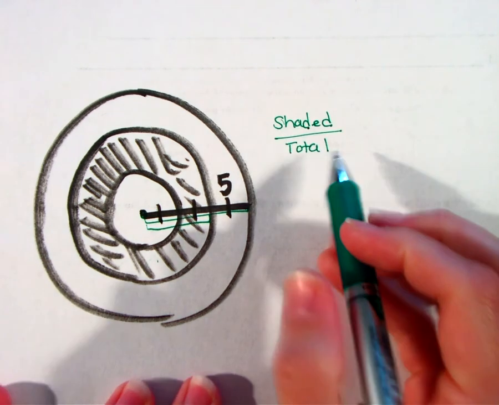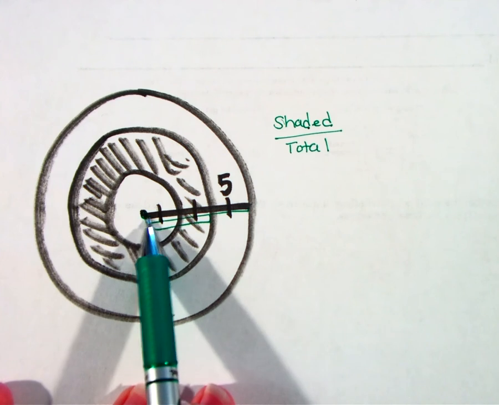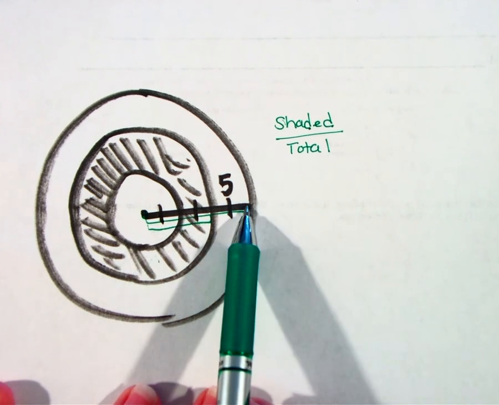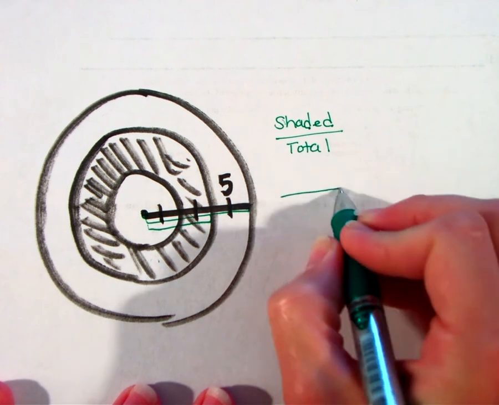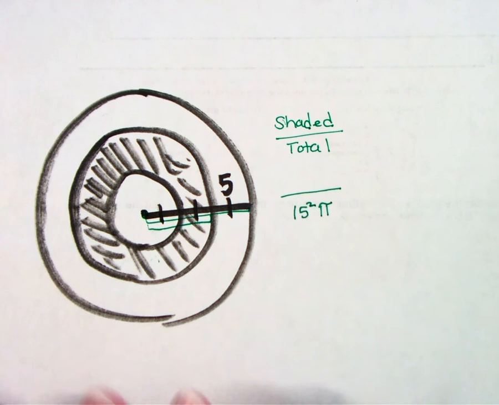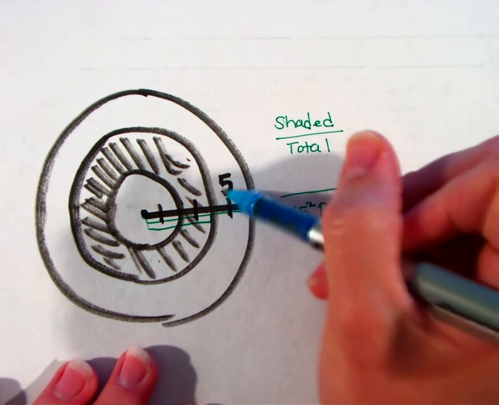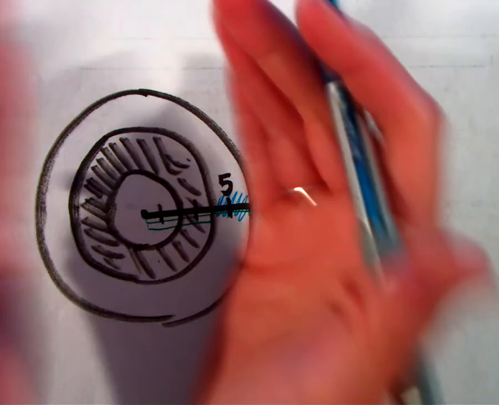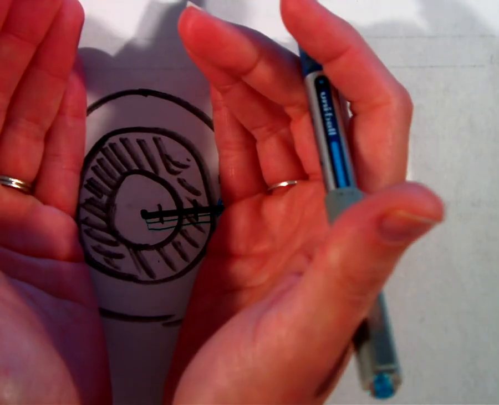Okay, so let's do the total first because that's usually the easiest one to do. So this total radius is 15. So the total is 15 squared pi. That's the total. Now the shaded region. The shaded region actually has nothing to do with this part of the radius. So the largest circle has nothing to do with the shaded part. It's only just this little piece in here.